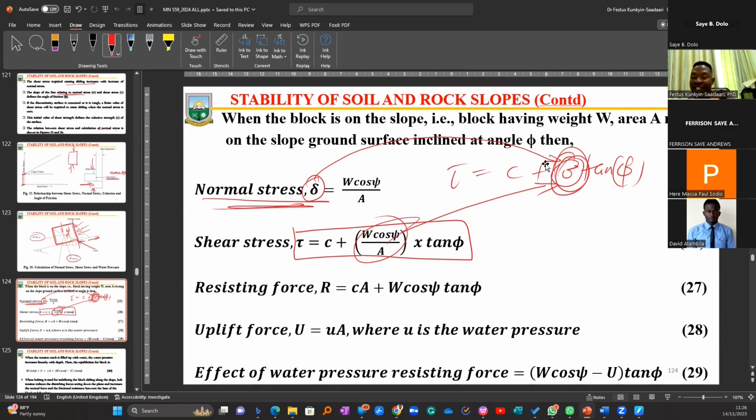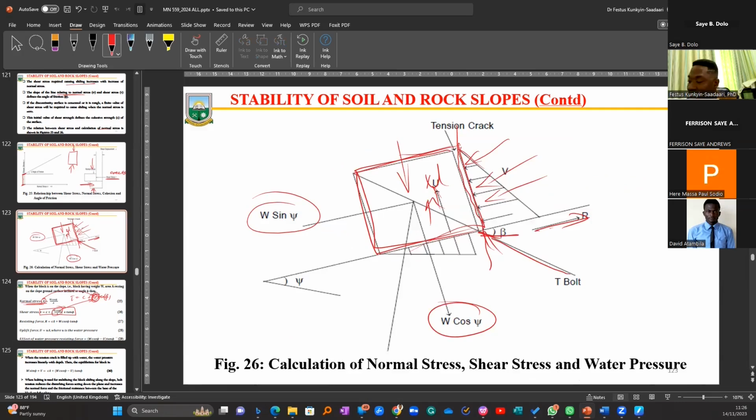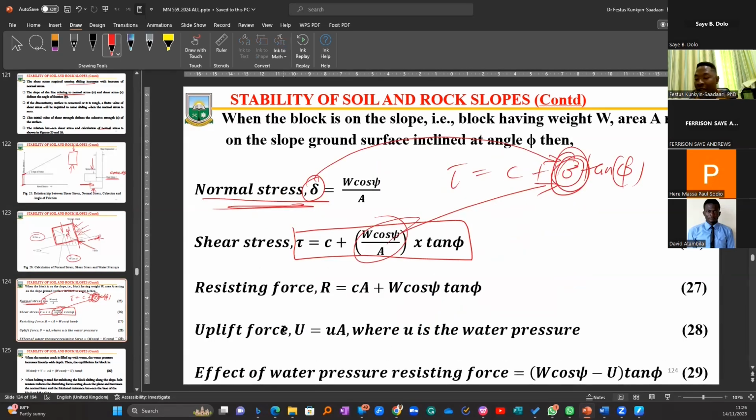Then we have the resistive force, the R that you see here. There was an R here. So that R is what is preventing the sliding. And how do I compute that? To compute that, I need the cohesion times the area plus this value. So anything that is opposing the force is the resistive force R.